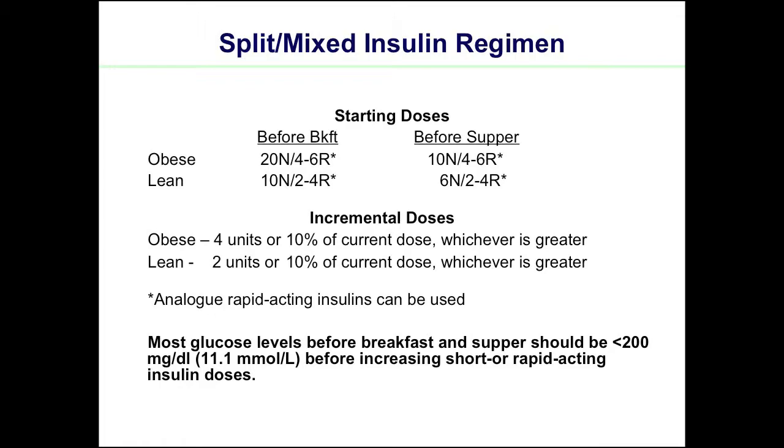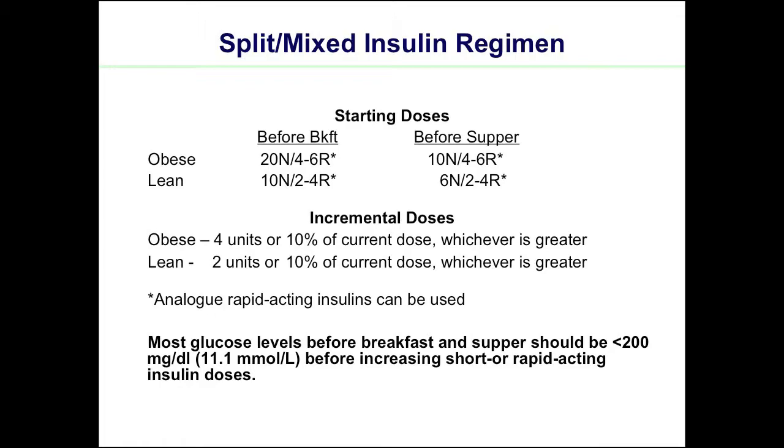Sometimes you have to start insulin right away. You can't do it from the basal at night, and we would start with 20 and 10 in an obese patient for a split mix, and lean would be 10 and 6. And then we'd go up, as you see on this slide, 4 units and 2 units in obese and lean, or 10%, whichever is highest.